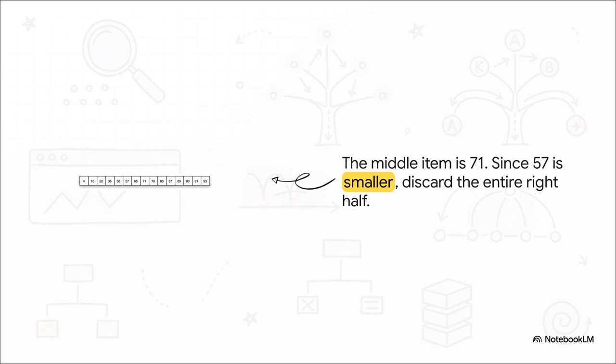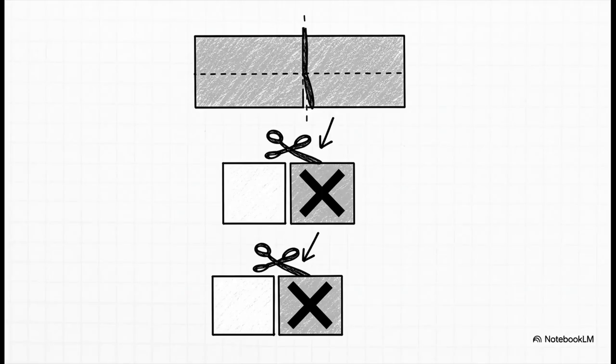And that means we know with 100% certainty that 57 cannot possibly be anywhere in the right half of this list. So we can just ignore all of those numbers. Gone. And that's the real power here. In just one single step, our search problem literally got twice as easy. And we just keep doing that. Chop, compare, chop again, and we can zero in on the answer unbelievably fast.